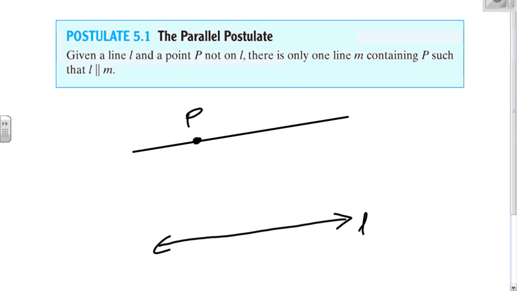Now, the parallel postulate's a little bit interesting because it seems like you should be able to prove that, but for hundreds of years, no one's been able to. That's why it's called a postulate instead of a theorem. Theorems can be proven and have been proven, postulates cannot, but they are accepted to be true.